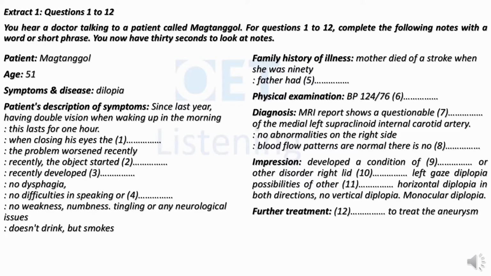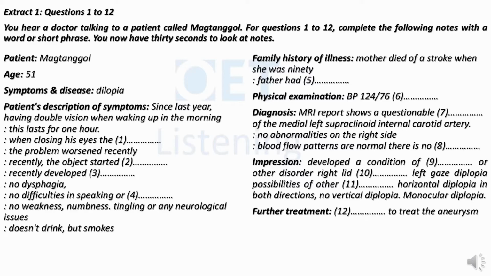Your recent MRI report shows a questionable 3 mm aneurysm of the medial left supraclinoid internal carotid artery. There is absolutely no abnormality on the right side. The blood flow patterns are normal and there is no blood vessel abnormalities. I think you have developed a condition, myasthenia gravis or other disorder. Your right lid ptosis. You have left gaze diplopia. The pupils are equal and reactive to light. Your neurological investigation is absolutely normal.